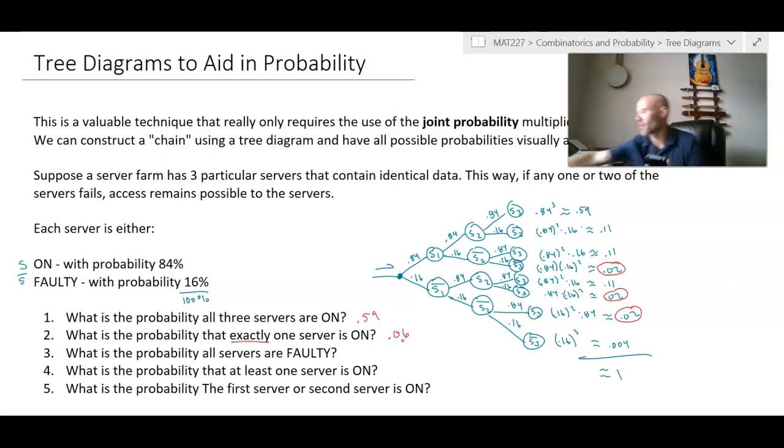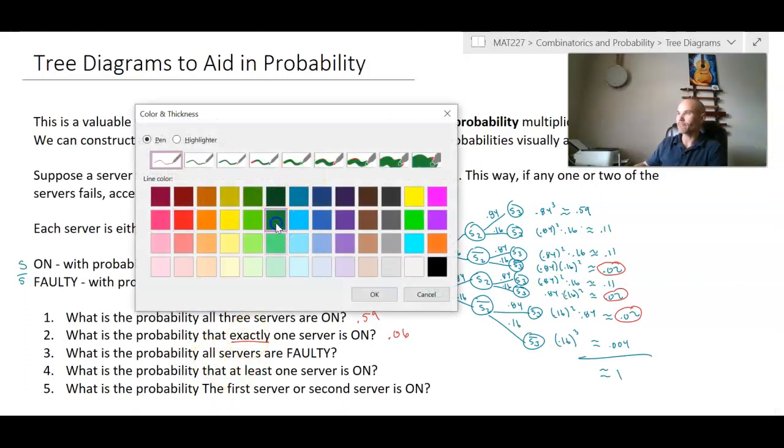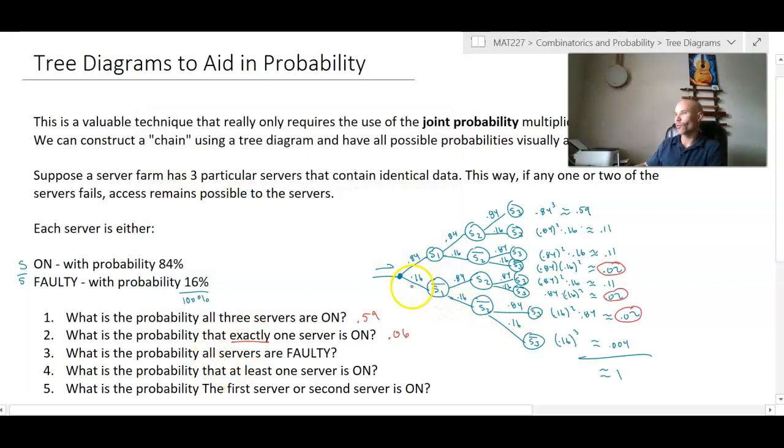So in other words, there's a 94% chance that at least 1 server is... I'm sorry, never mind, we'll come back to that. What is the probability that all servers are faulty? Well, that's easy. That's server 1 faulty, server 2 faulty, server 3 faulty. That's 0.004. And see how fast this is to answer.